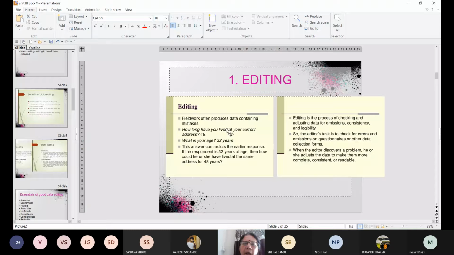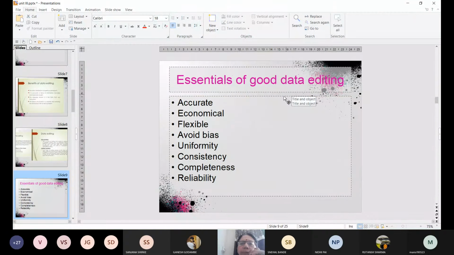For example, there is a form in which one of the respondents has answered the question of what is your age as 32 years. And there is another question later on in the same questionnaire which asks how long have you lived in your current address, and has written 48 years. So you can look at the discrepancy. It is not possible for a person who is aged 32 to live for 48 years in a particular address. So such kind of inconsistencies in the respondent's form need to be edited or corrected.